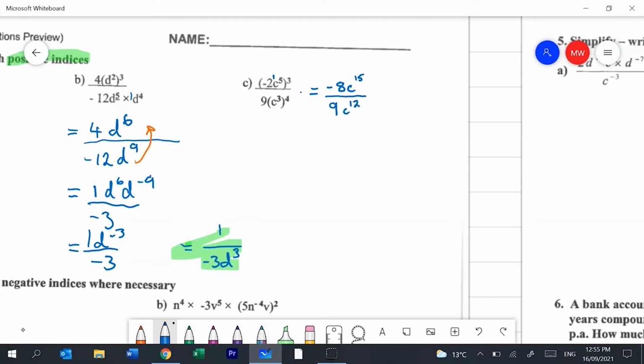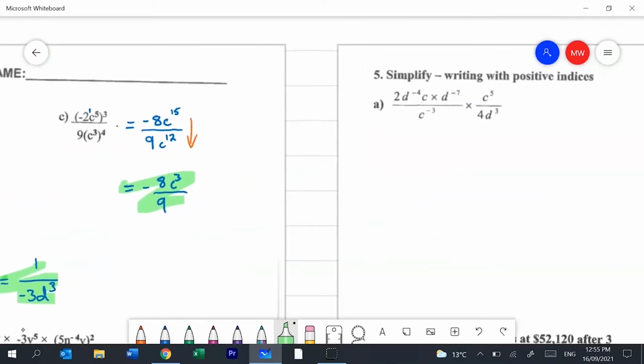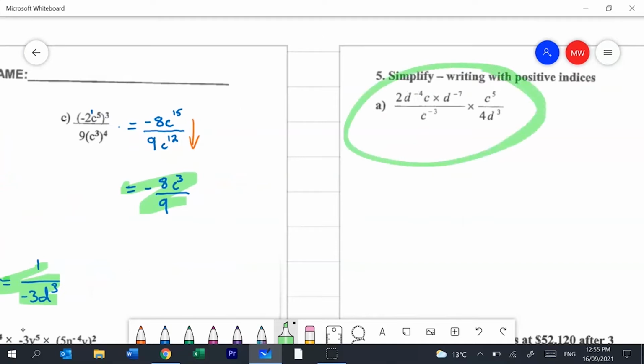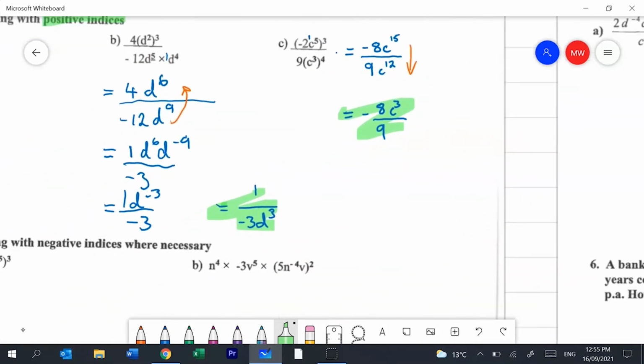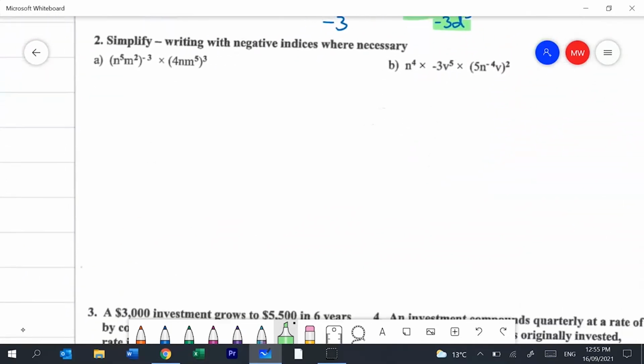I said in the last question that there's another way of doing this. Some people like to work vertically. Okay, so what they do is they'll have a look at this one and they'll leave the fraction as it is, minus 8 over 9, and then they say c to the 15 divided by c to the 12. 15 minus 12 is 3, so it's c to the 3. And that's a great way of doing it. It's very efficient with these questions. When we start getting into these harder ones over here, I find that my way is a little clearer for me, but you do it whichever way you prefer.